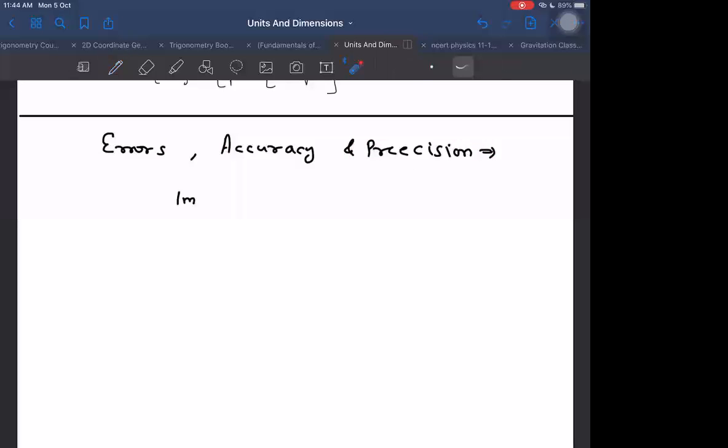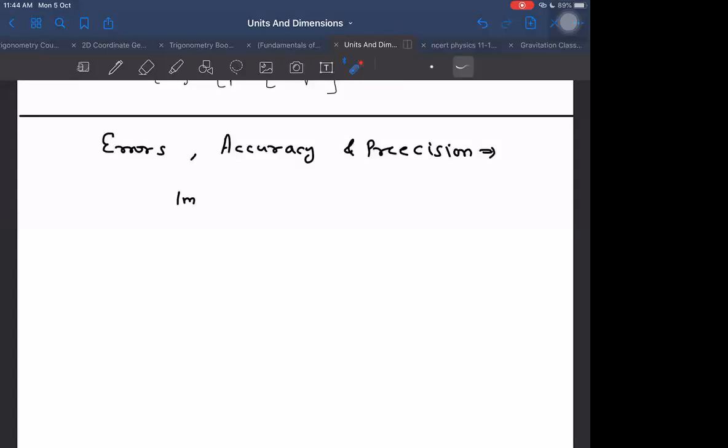Precision is a different thing, right? But errors and accuracy are opposite to each other. We cannot say inversely proportional, because these are not physical quantities. Error is not a physical quantity. Accuracy is not a physical quantity. But yes, we can say if one thing is more, the other will be less. Error is something we calculate for all physical quantities, but it is not itself a physical quantity. Similarly, accuracy.